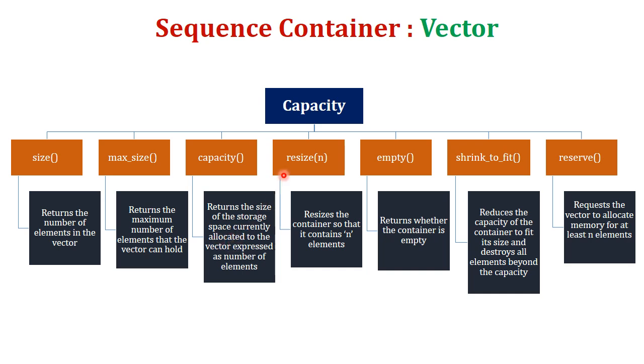And next one is resize. If you want to resize the container, then we can change it. And next one is empty. Here we verify whether the container is empty or not. And next one is shrink_to_fit. Then we reduce the capacity of the container to fit its size and destroy all the elements beyond the capacity. And reserve. Here it requests the vector to allocate memory for at least n elements.